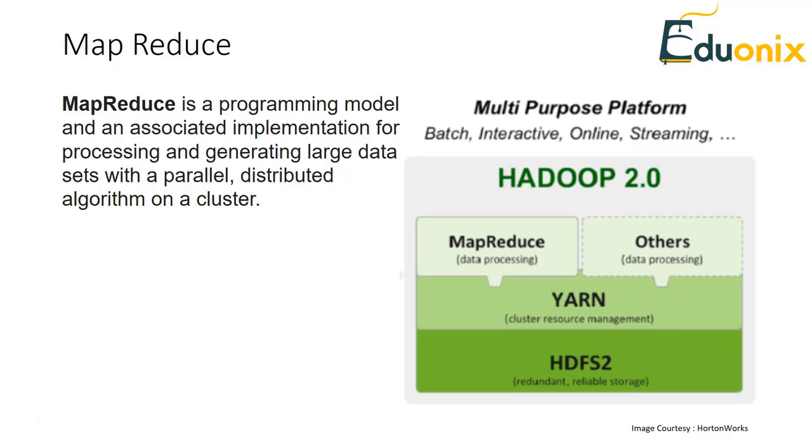MapReduce moves compute processes to the data on HDFS and not the other way around. Processing tasks can occur on the physical node where the data resides. This significantly reduces the network I/O patterns and contributes to Hadoop's processing speed.